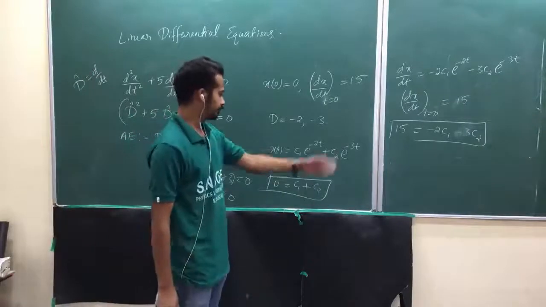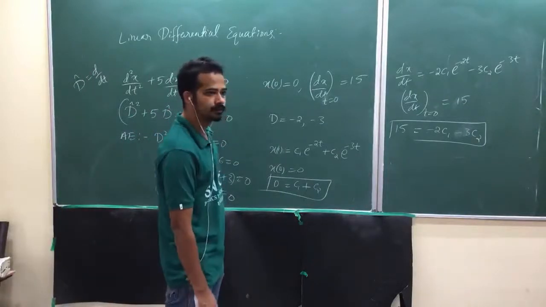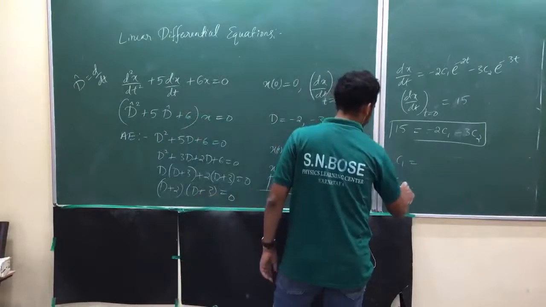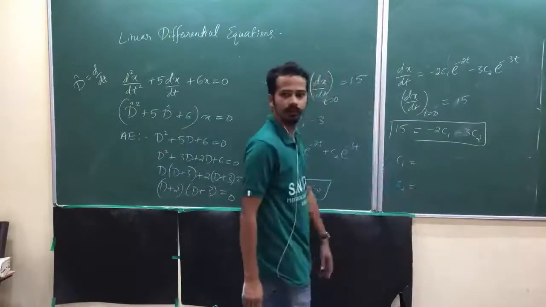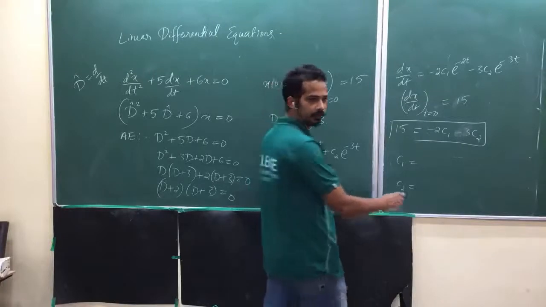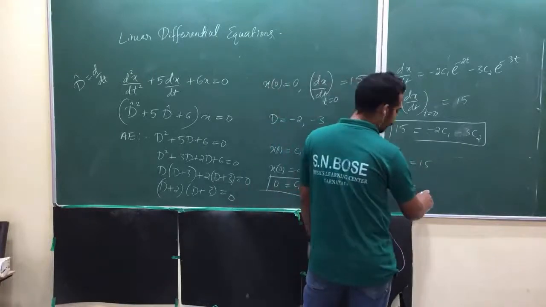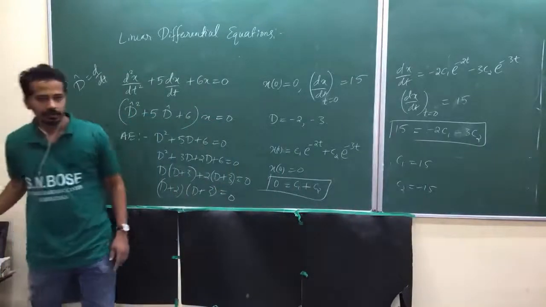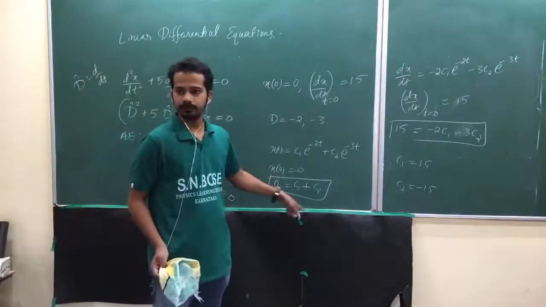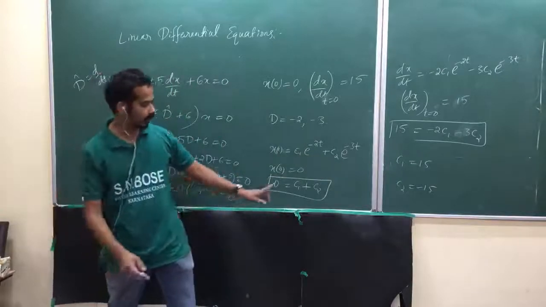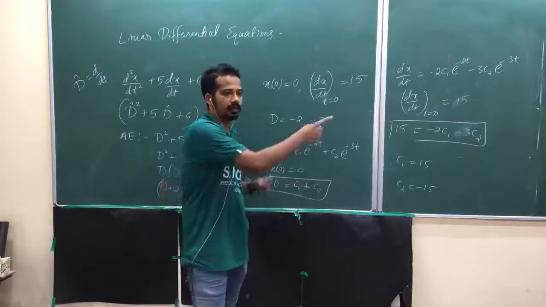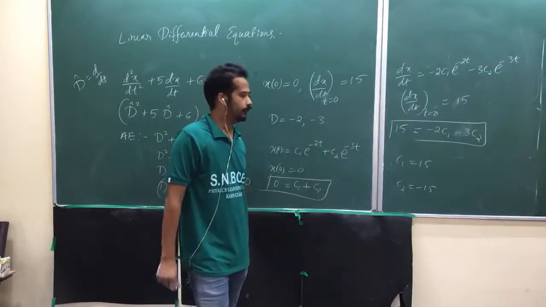Now what would you do? What are C1 and C2? C1 equal to 15. C2 equal to minus 15. Isn't it? Now you found both of them. Now look at here. Since you have two constants, you should have two initial conditions so that you will get two equations to solve.